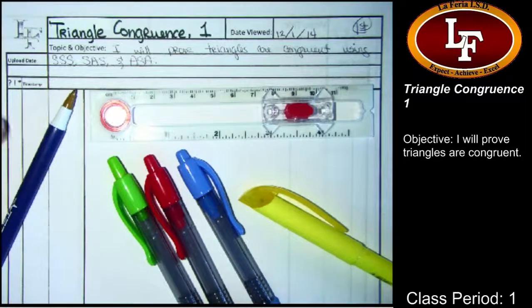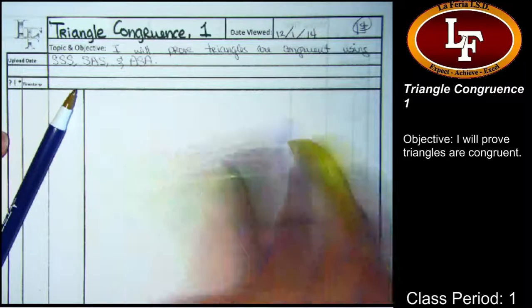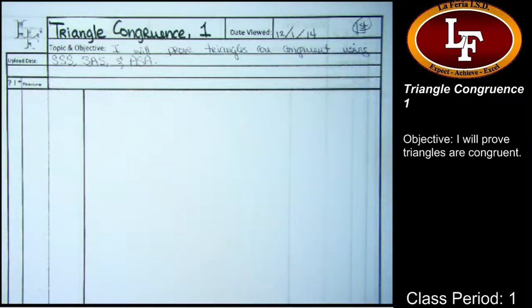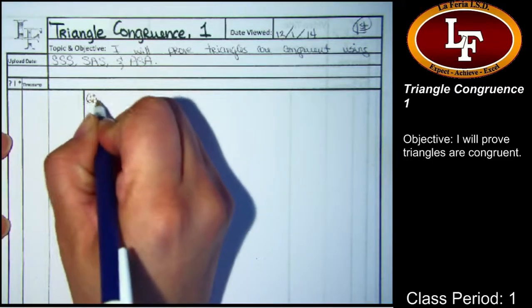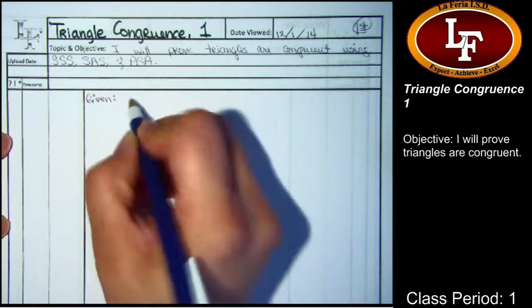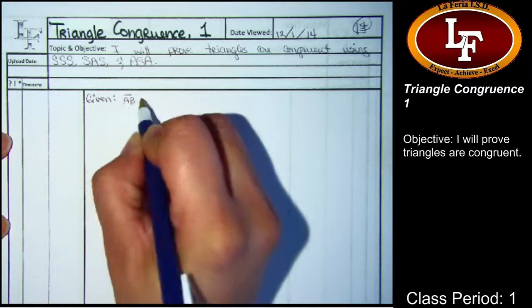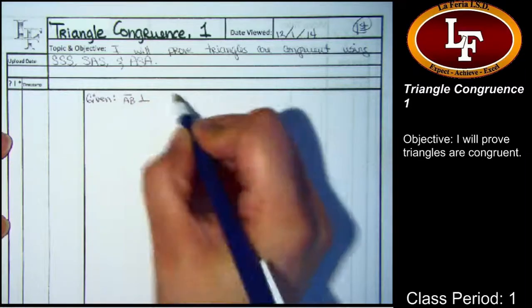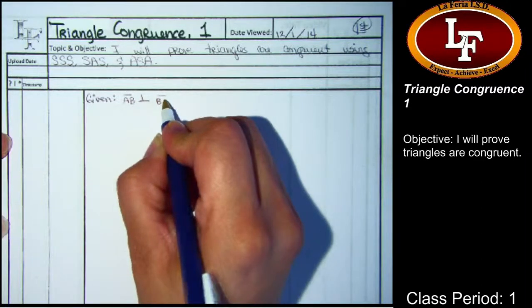All right, so normal writing utensils, you might want a straight edge because we're going to be drawing a couple of triangles, only two little diagrams. Here we go. Let's kick it off. Let's start off with a given statement. Given line segment AB is parallel to line segment B.